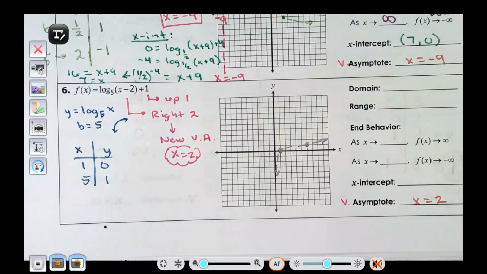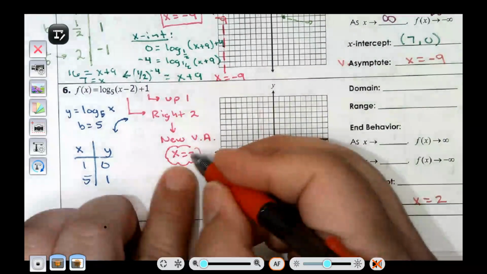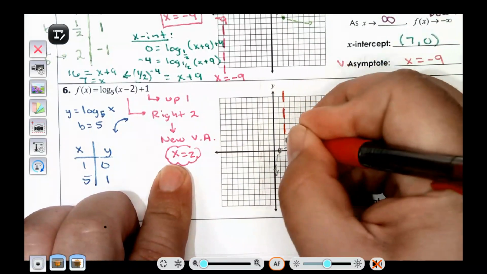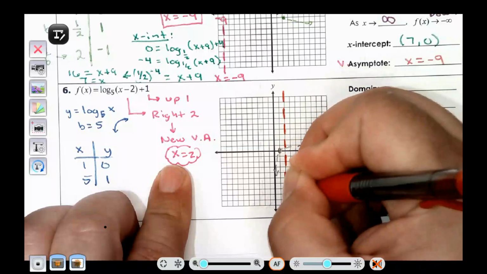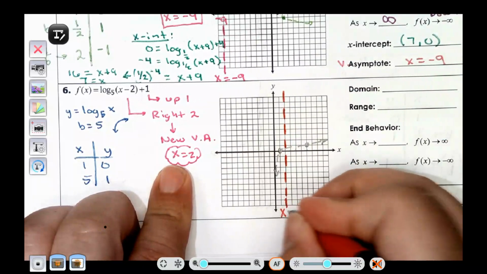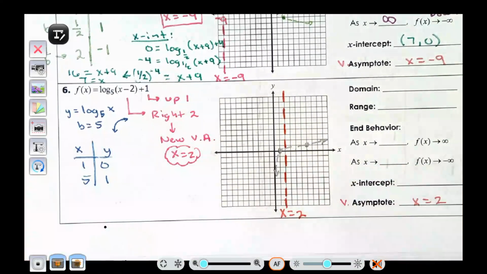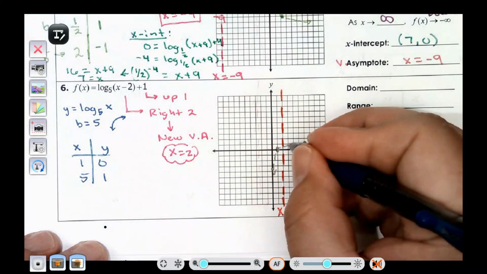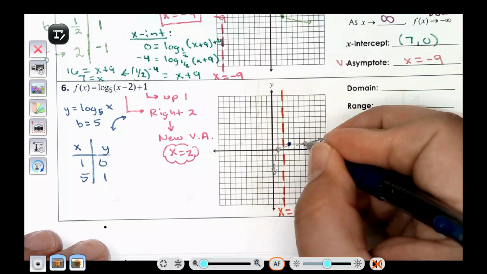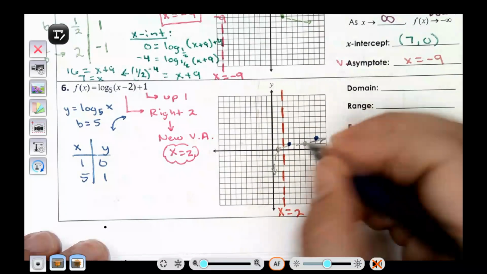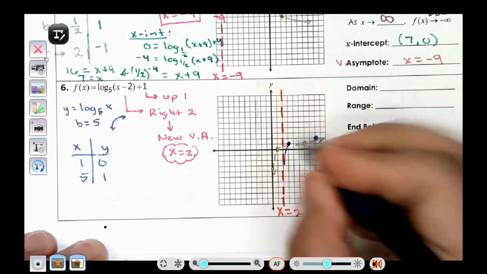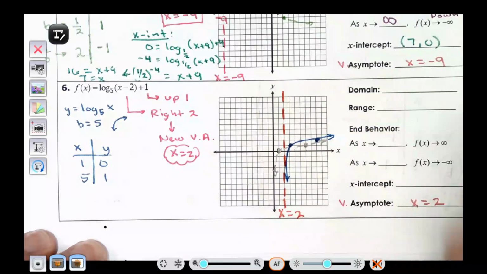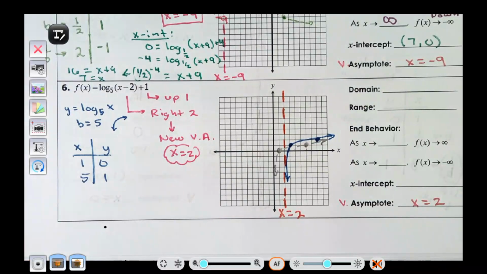All right, let's make the moves. So first move, we have a new vertical asymptote at 2. So there it is, nice and big, nice and visible. Give it some color. X equals 2. All right, we're going up 1, right 2. Up 1, right 2. Up 1, right 2. And just like that, we get our graph of this log.